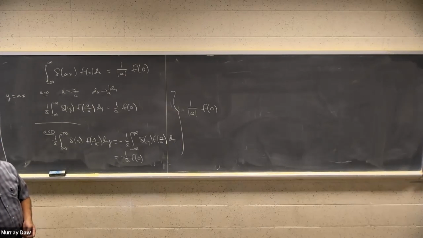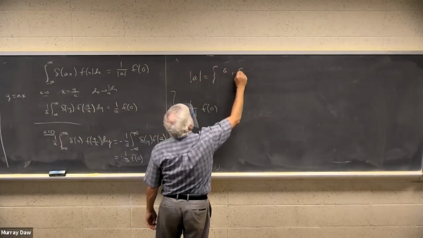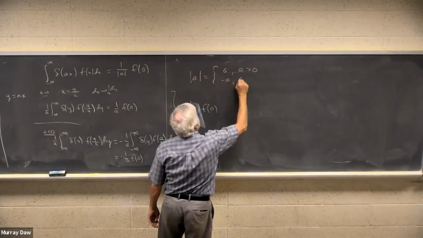Will you please explain why you combine 1 over a and negative 1 over a, instead of being 1 over absolute value of a? Yeah, absolute value of a is a if a is positive, it's negative a if a is negative.